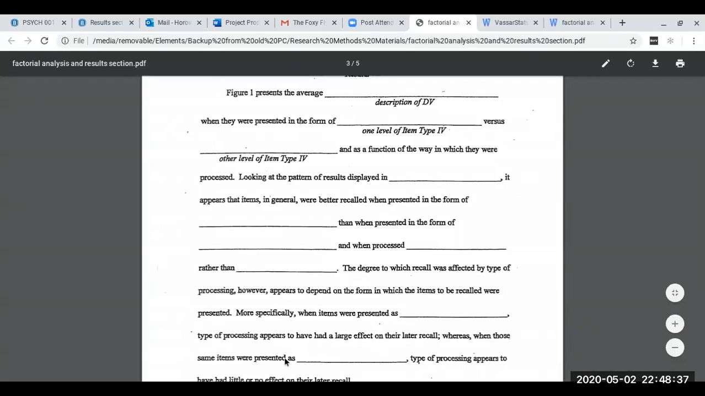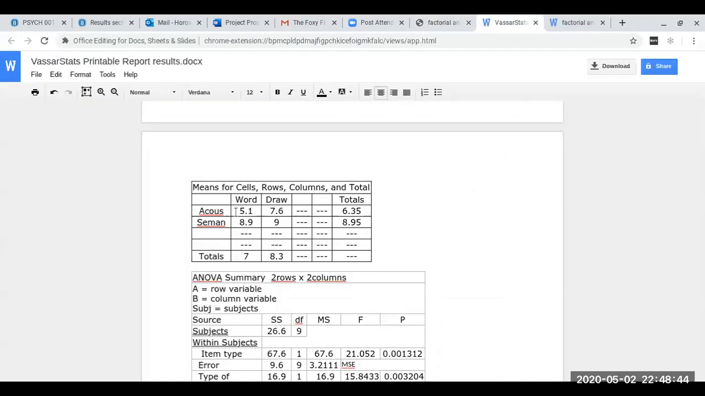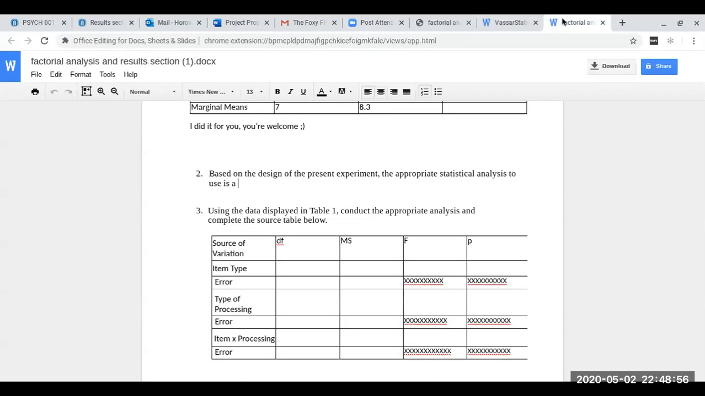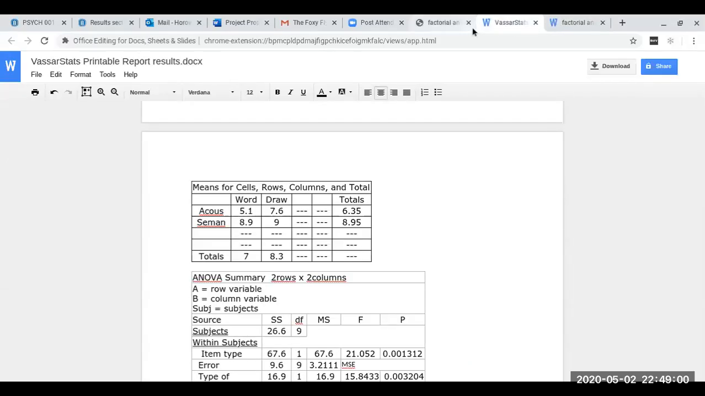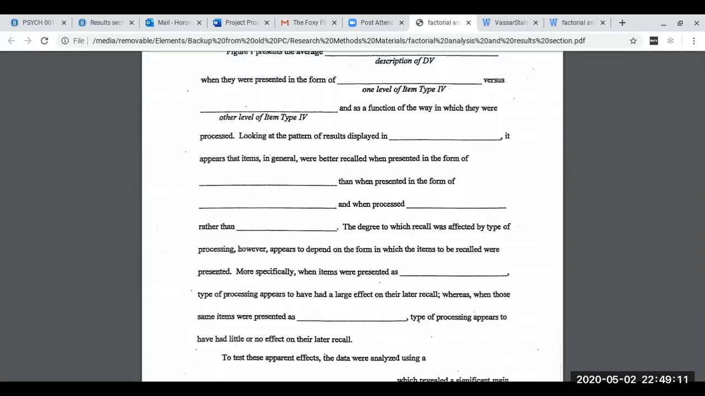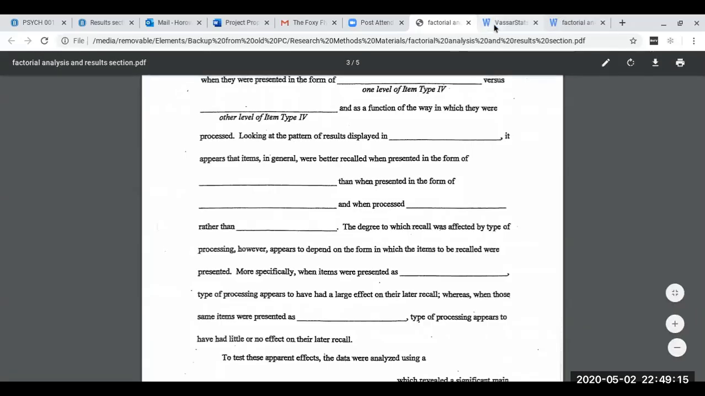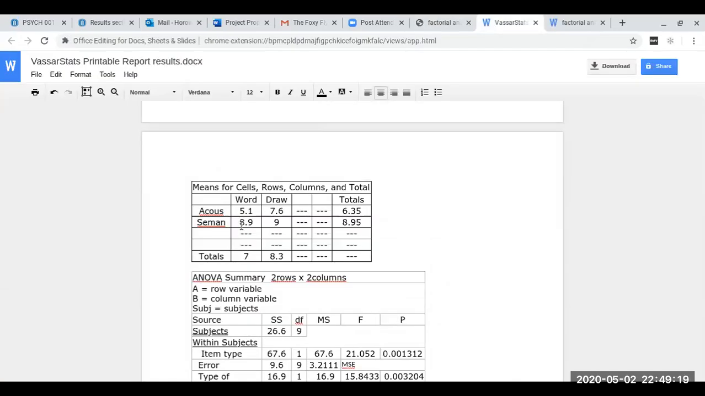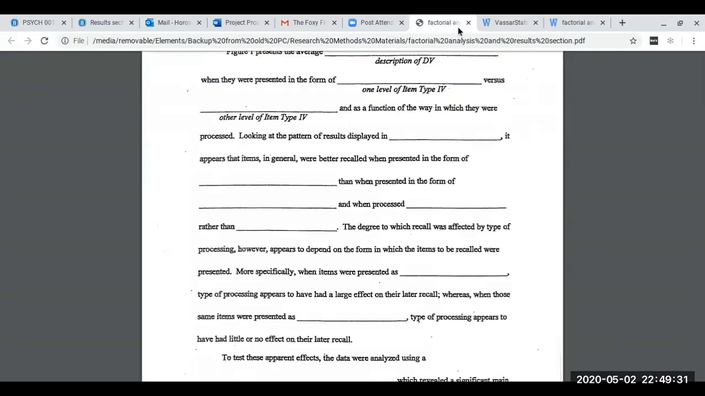Whereas when those items were presented as, oh, I see, it's words and drawings. So yeah, when they were presented as one, we see a bigger effect. When they were presented as another, we see a smaller effect, right? So, yeah, when processed one way rather than another. Type of processing appears to have had little or no effect between those two, whether it was acoustic or semantically. So again, looking acoustic and semantically, we see a big effect here, and we see a smaller effect here, 8.9 and 9, right? So fill that in appropriately.